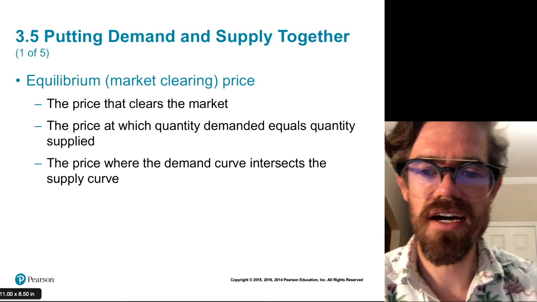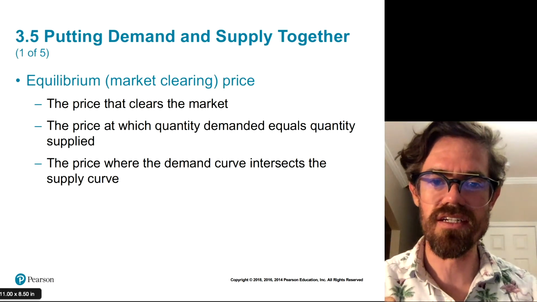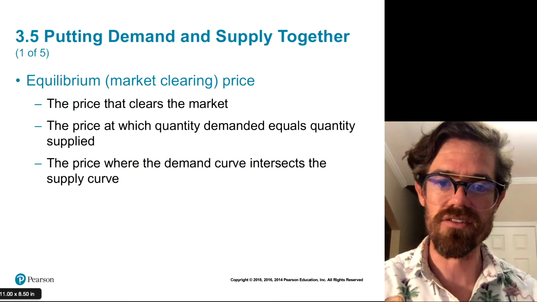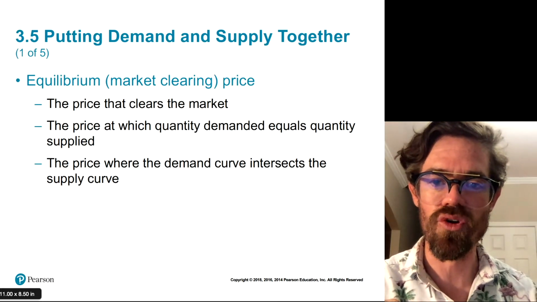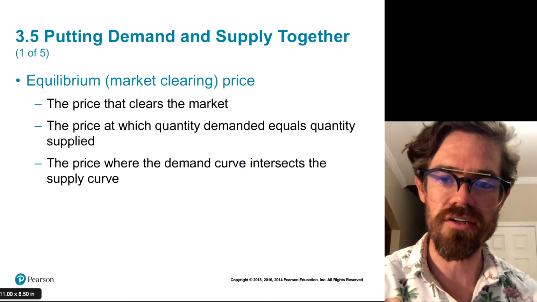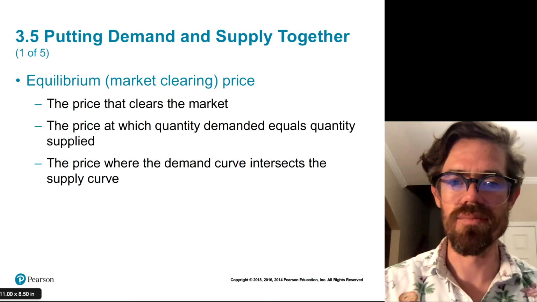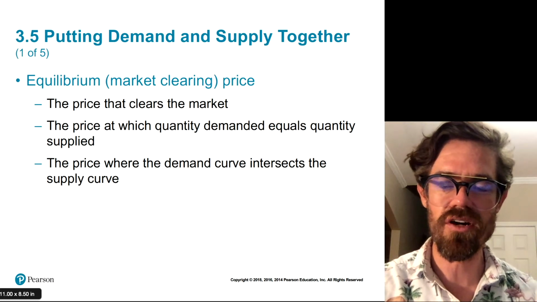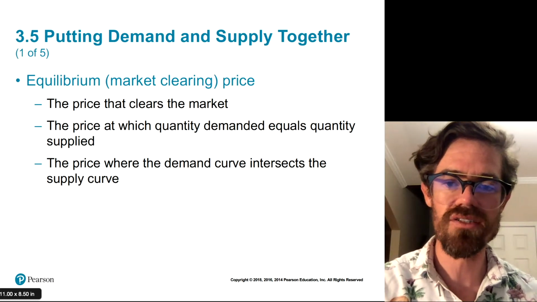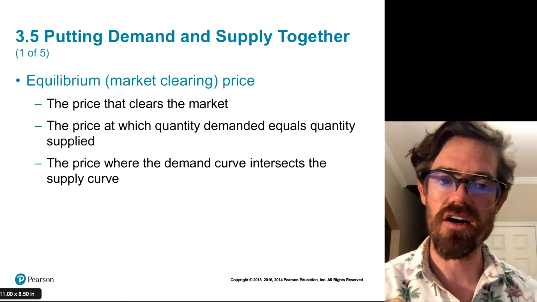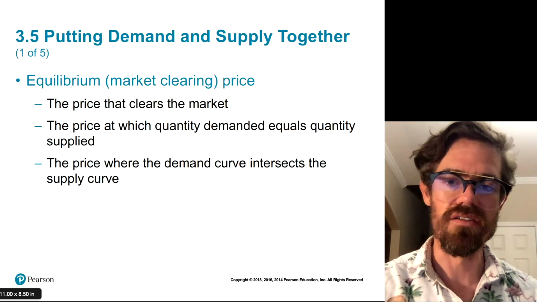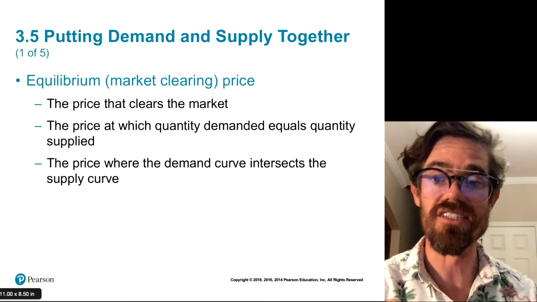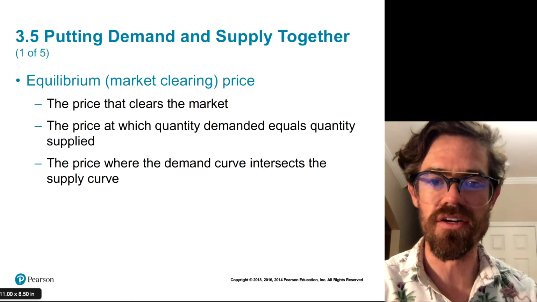Okay, so in section 5, we are going to put all these things together and talk about what happens when supply and demand come together and determine equilibrium, or sometimes called market clearing price. It's called that because it's the price that clears the market. And what that means, clearing the market, just means that given the price, all of the buyers are happy, they got what they wanted. All of the sellers are happy, they sold what they wanted, and no one's left unsatisfied. That's what clearing the market means.